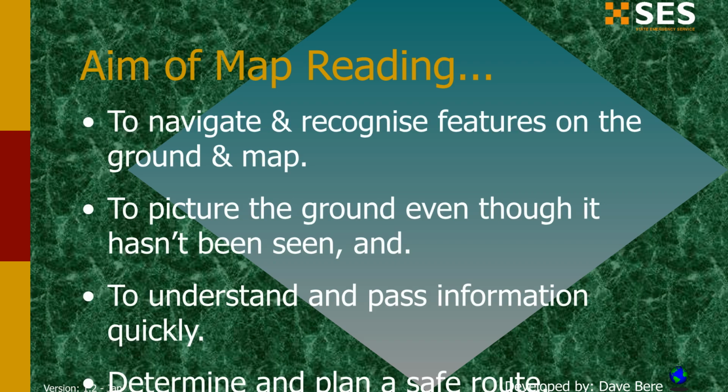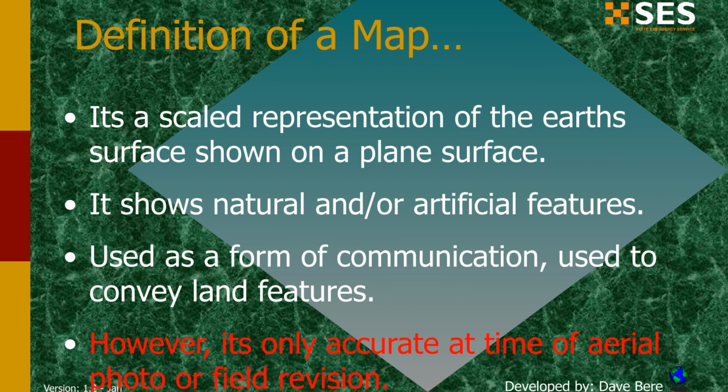The main aim of map reading is to navigate, recognize features, and visualize the ground even if it hasn't been seen. It also helps to understand and communicate information quickly and determine a safe route. A map is a scaled representation of the Earth's surface on a plan. It shows both natural and artificial features and conveys land information. Remember, a map is only accurate at the time of its aerial photo or field revision.